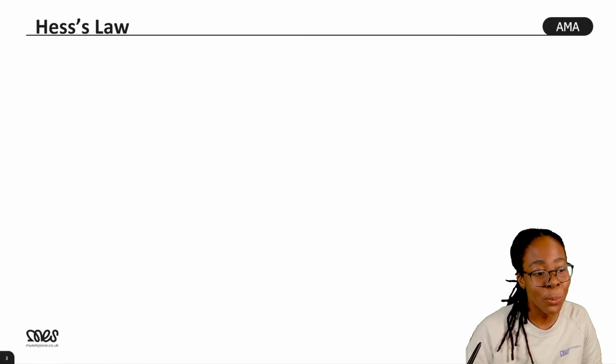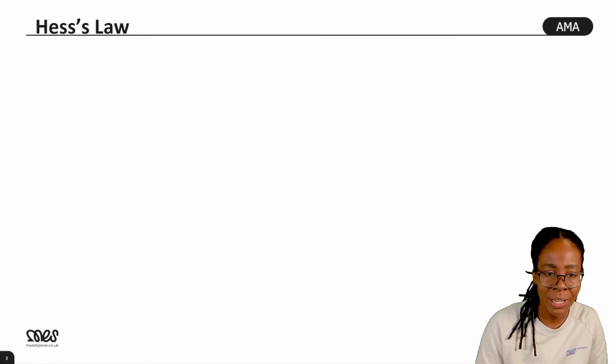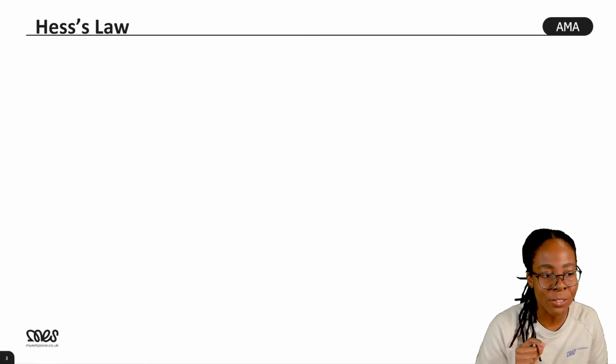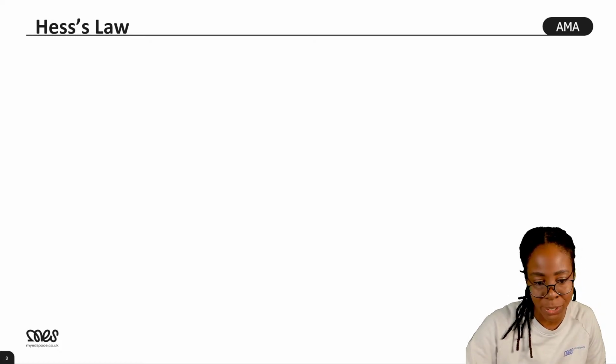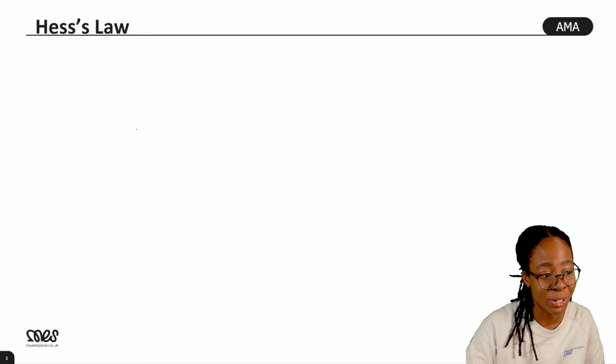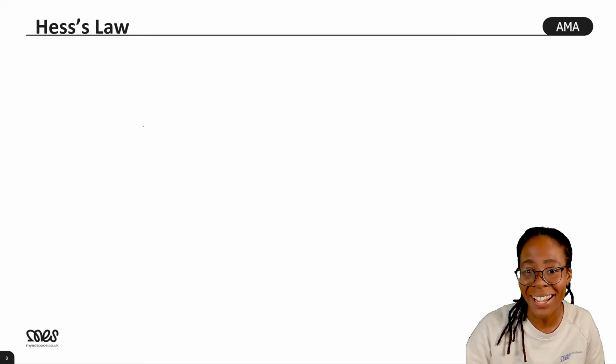So we're going to apply this to Hess's law, again, because lots of A-level students find this quite tricky, but it can actually be really straightforward. I was going to say it's one of my favorites, but I say that about everything, so I'm trying to stop myself from saying that about everything.